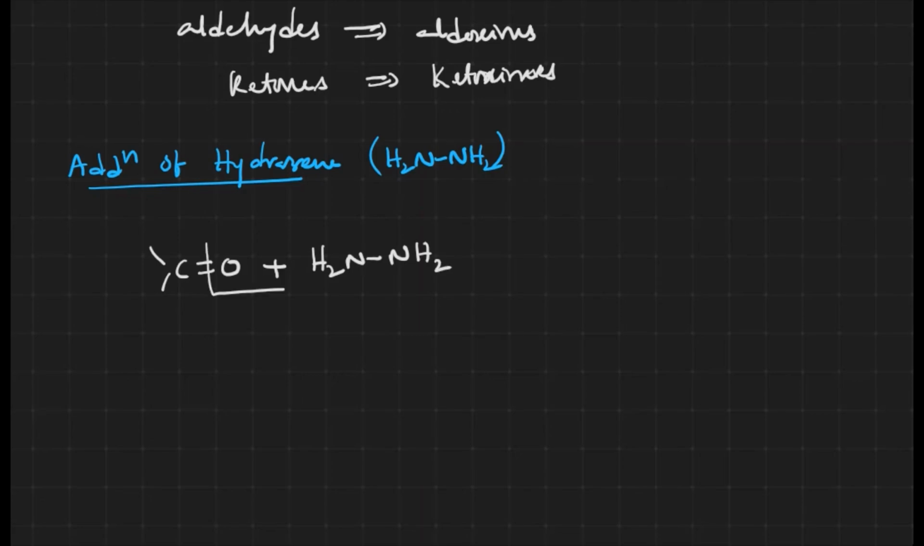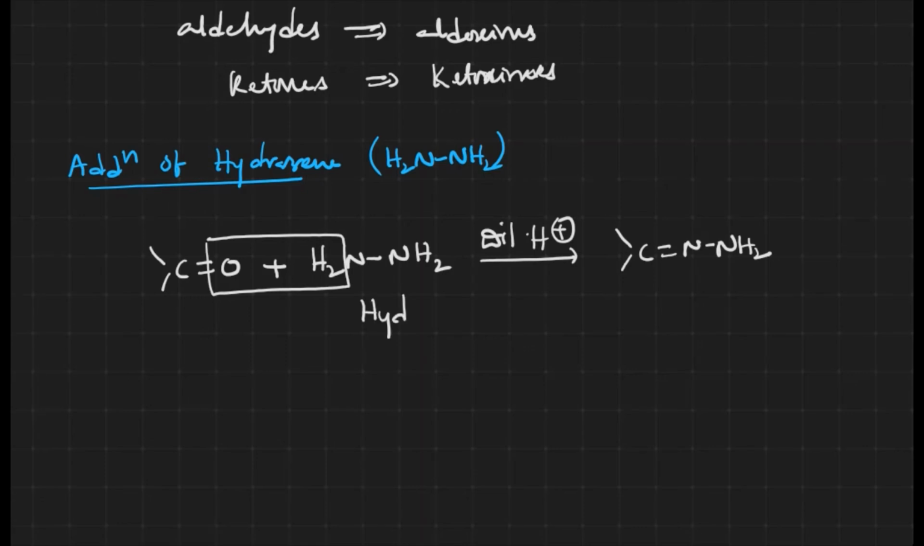What happens? Again, elimination of this part takes place during the reaction in the presence of dilute acid. Formation of this kind of product is going to be NH2. What is this one? This is hydrazine, right? After addition, formation of hydrazone takes place. Hydrazone. That is how the reaction takes place. We are just substituting in the place of G, right? We are substituting some groups over there. That's how the reaction takes place.